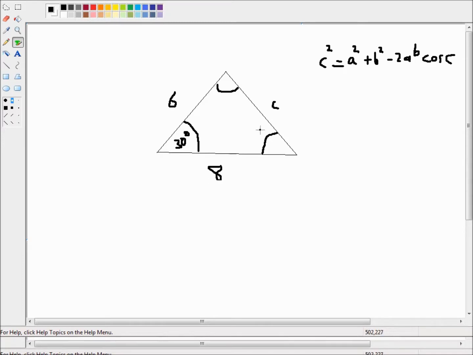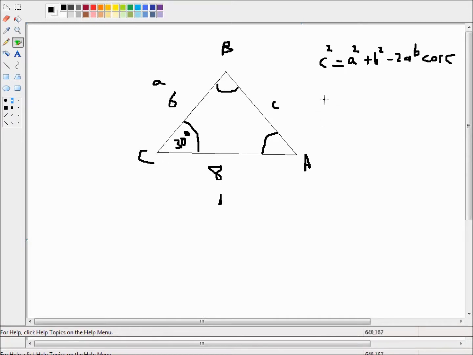In fact, let's label the other lengths. Let's arbitrarily say that this is length A and this is length B. So that will make this angle B and this angle A. It's always the angle that's opposite the length has to have the same label, and this is going to be angle C.